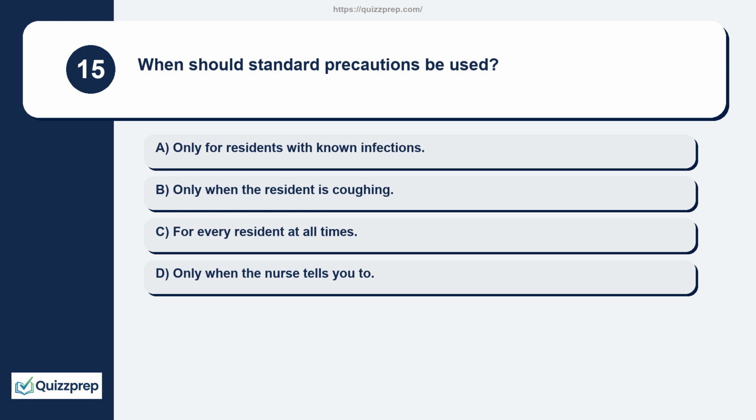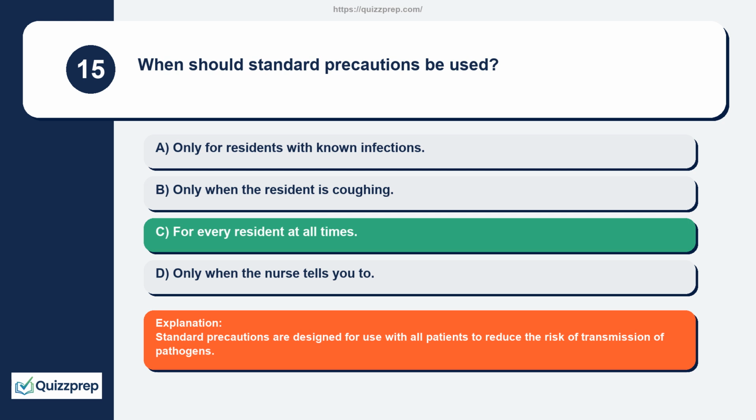Question 15. When should standard precautions be used? Only for residents with known infections, only when the resident is coughing, for every resident at all times, only when the nurse tells you to. Standard precautions are designed for use with all patients to reduce the risk of transmission of pathogens.